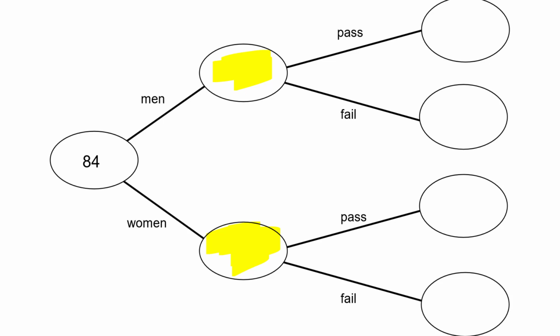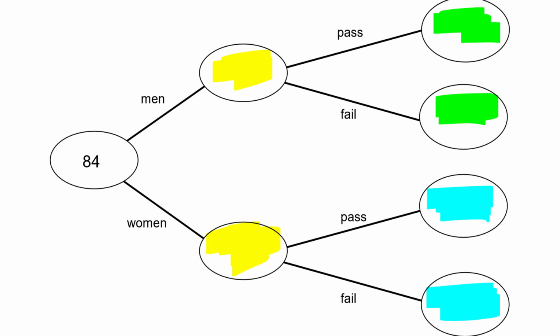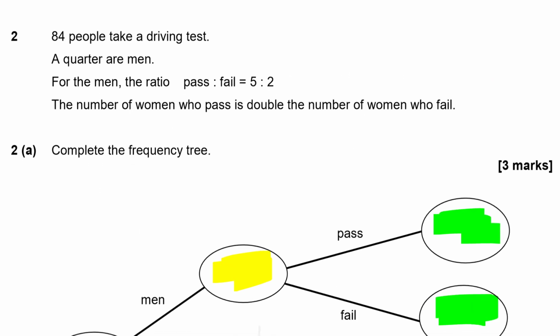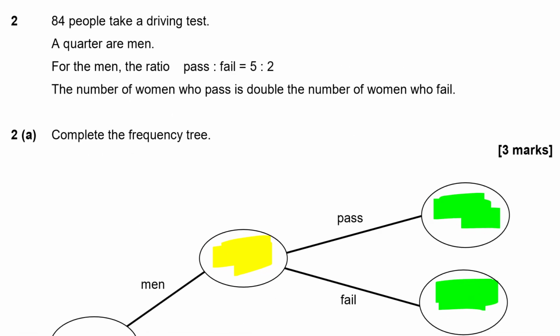So the number of men plus the number of women must be 84, and the number of men who pass plus the number of men who fail needs to add up to the number of men. And then finally, the number of women who pass plus the number of women who fail must add up to the number of women there are altogether. Okay, so we got some information up here to help us work out what those values are.